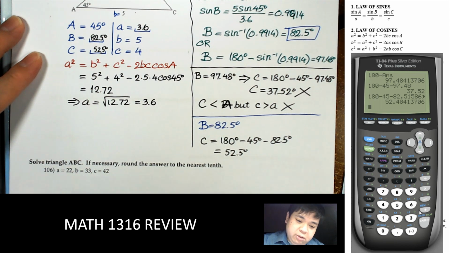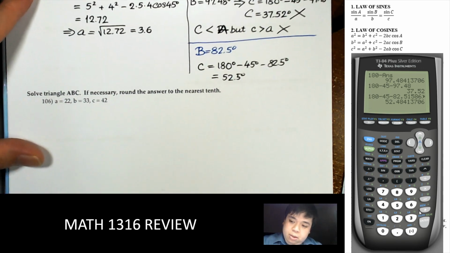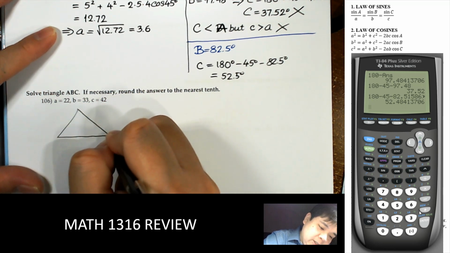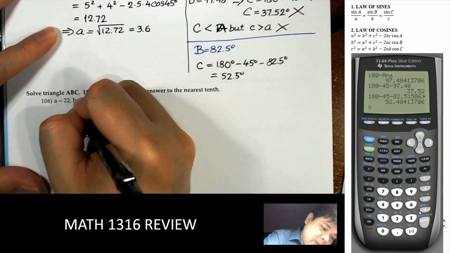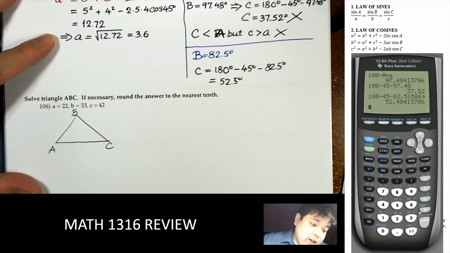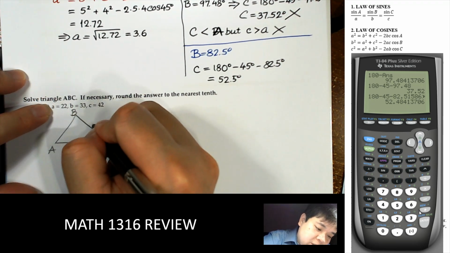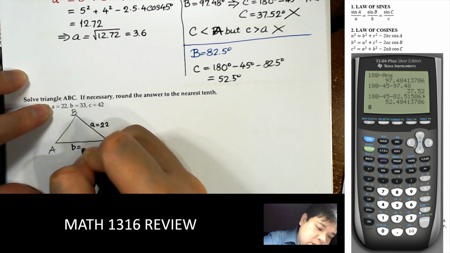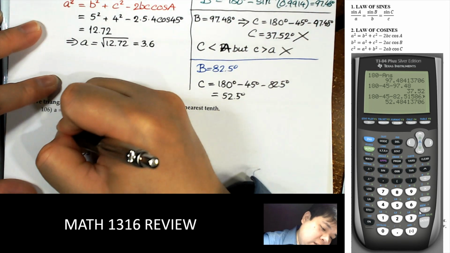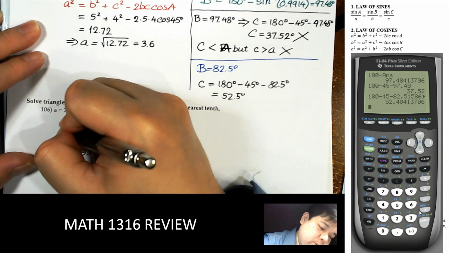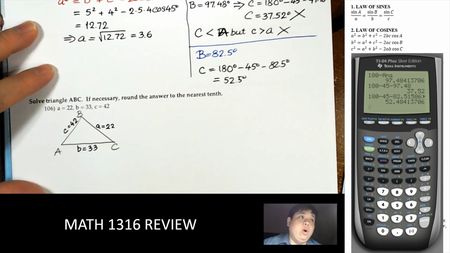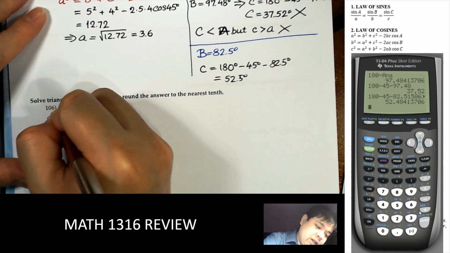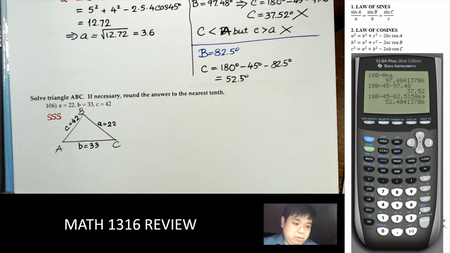To the next example, to the next problem. Triangle. So we are given sine A is 22, sine B is 33, then C is 42. So we're given all the sides. So this one is the sine, sine, sine scenario.